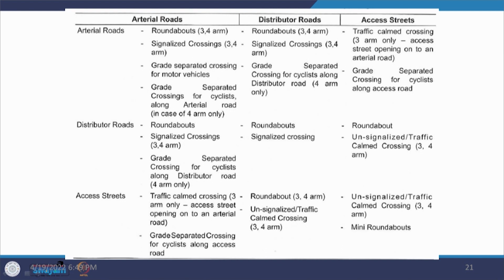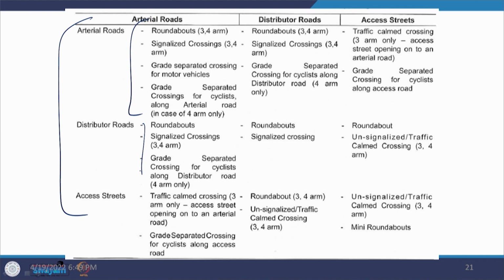Now, one thing at our junctions is that there is a possibility of combinations. So, you have arterial, distributor and access streets versus again arterial, distributor and access streets. When you talk about an arterial, certain combinations have been defined. It says we can go for a roundabout, signalized crossings, or grade separated crossings for the cyclists along the arterial roads. When you have a combination of arterial and distributor, again we can have three types of things: roundabout, signalized crossings, and grade separated crossings for cyclists.